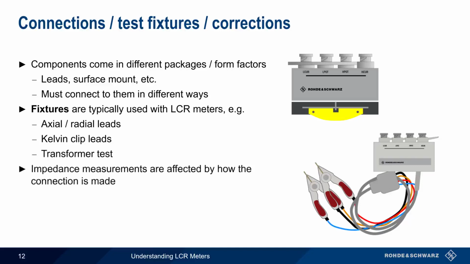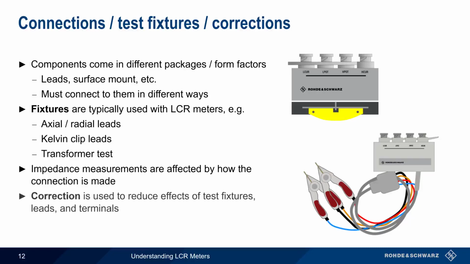It's important to remember that impedance measurements are affected by the connection between the meter and the device under test. Therefore, correction routines, usually performed using an open and a short, are used to reduce the effect of stray capacitances, inductances, and resistances in the test fixtures, leads, and terminals.